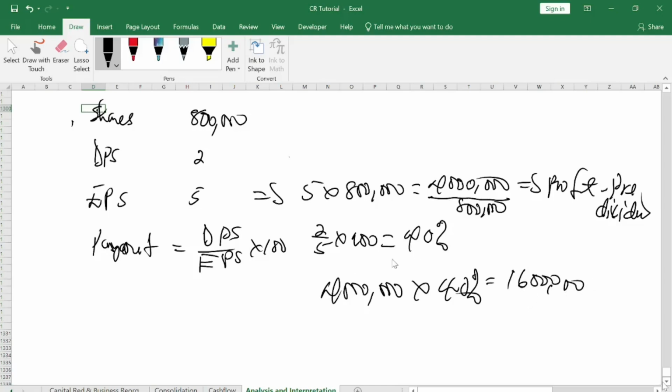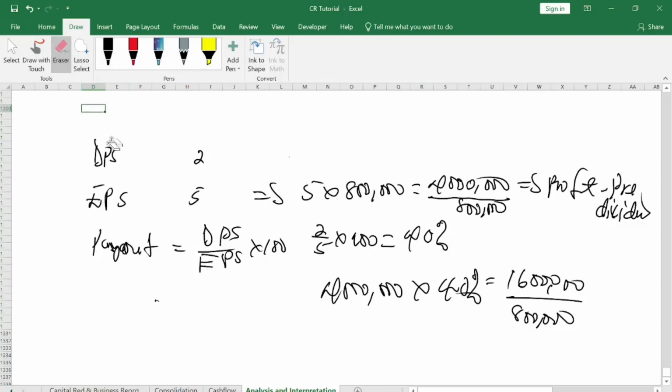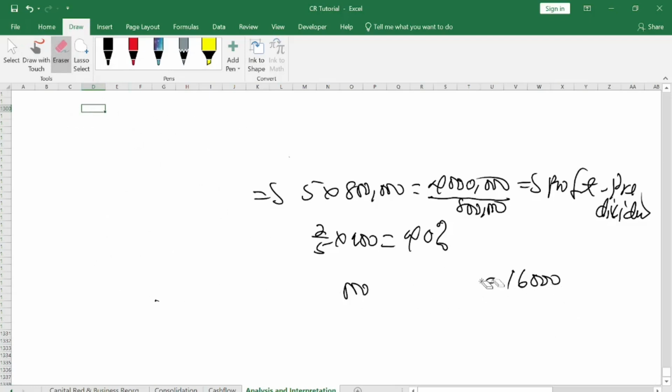So this is the dividend payout. This is the total dividend. And if you want to know the dividend per share, you divide by 800,000. You understand? So that gives you the dividend per share. That is the meaning of all that I am saying. Okay, so that is all that I want to demonstrate for you.